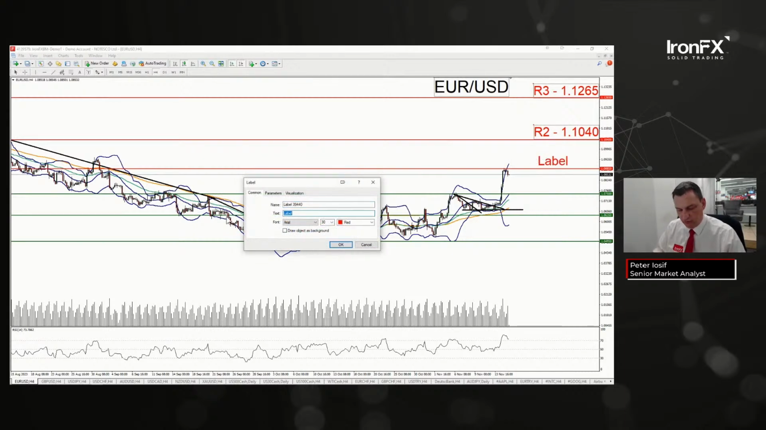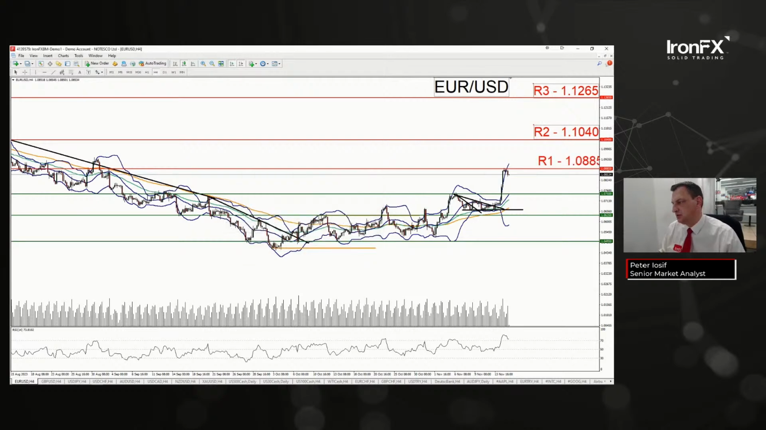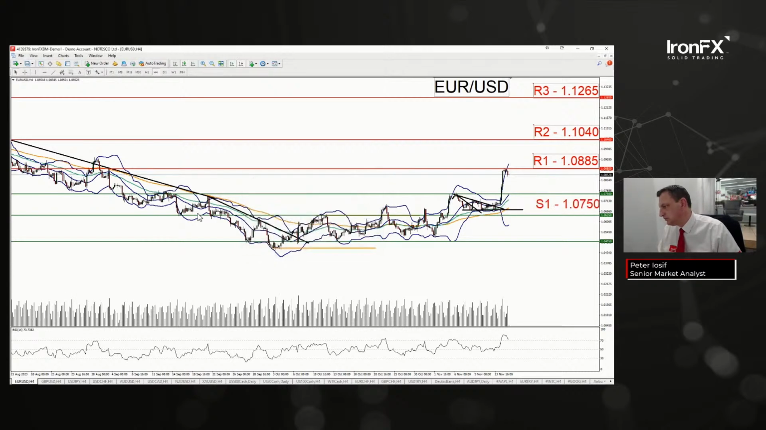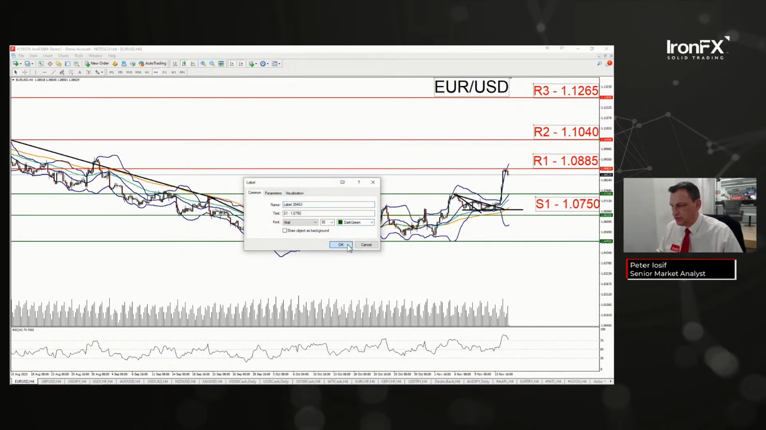Adding also the label for the R1 first resistance line, now being set at the 1.0885. Mind you that the level was tested in the past 24 hours and was able to hold its ground. So that tended to intensify the validity of the level as a resistance line. And moving to the first support line, that would be a prior resistance line, the 1.0750. Yep, in green. That's better.